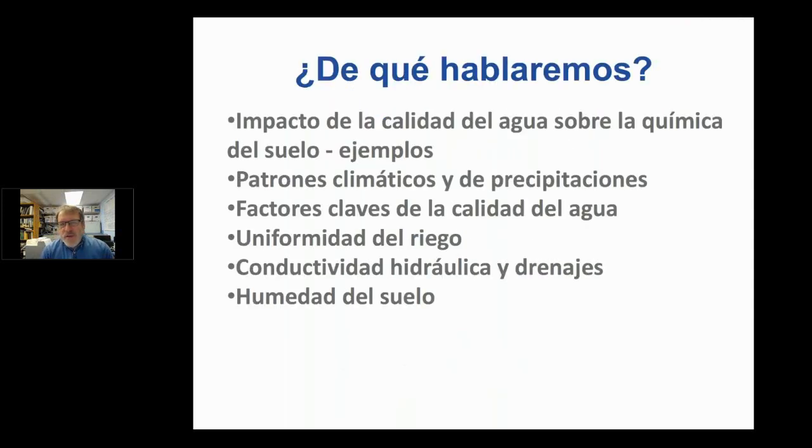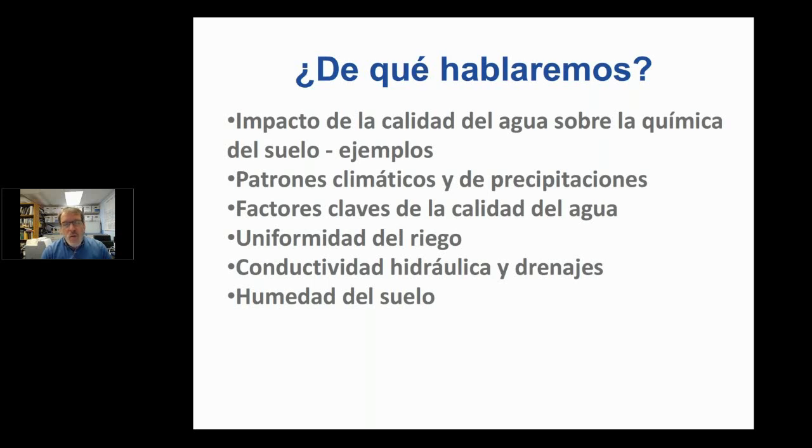The main things we're going to cover are the impacts of water quality on soil chemistry, and to do that we're going to use some examples. We're going to look at climate and rainfall patterns to see how those impact the use of irrigation water. If you have enough rainfall, then your water quality is not so critical. And it turns out, as we go through the presentation, you'll notice that it's really soil physical characteristics that are probably the major impact on how well your water works at your facility.